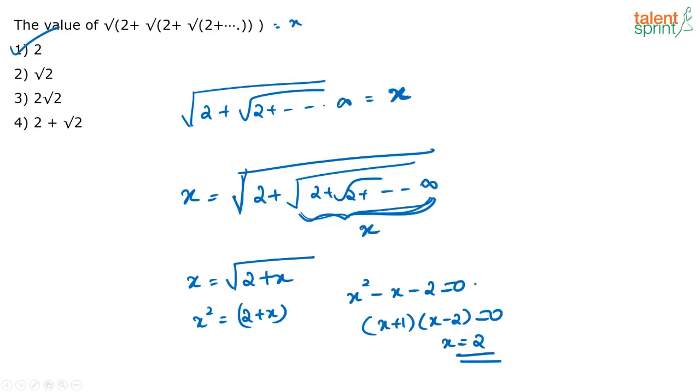See again, why do I take the answer as 2? See what are the possible values of x? x can be minus 1 and 2. Now remember the value of x has to be positive because we have a square root here. Correct? So generally it has to be positive. So answer will be 2. From these two, one is negative, one is positive. So we take the positive one as the answer. So correct answer for now here is option 1, that is 2.